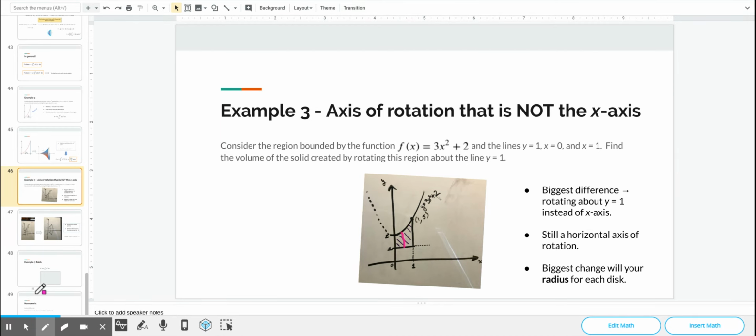So think about, just for right now, what would you do to alter your radius in order for this to work? Also, start thinking about visualizing. What would this figure look like? How would this figure turn out?